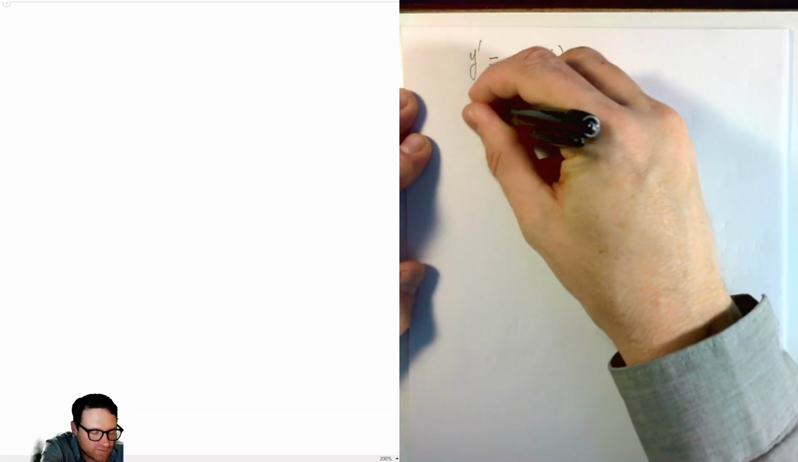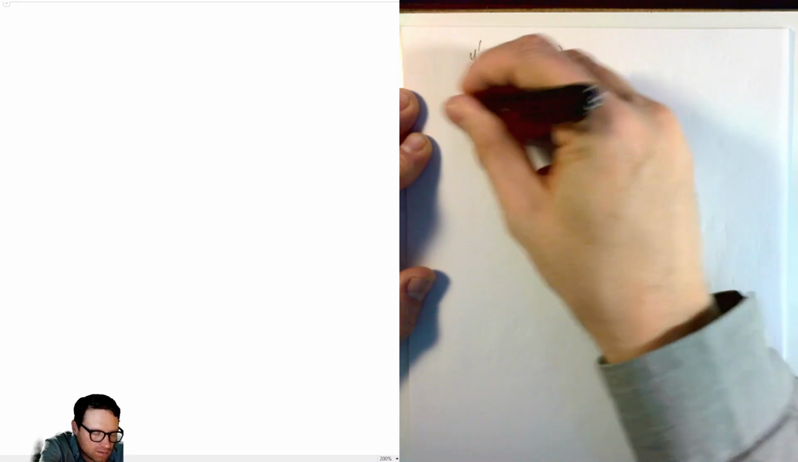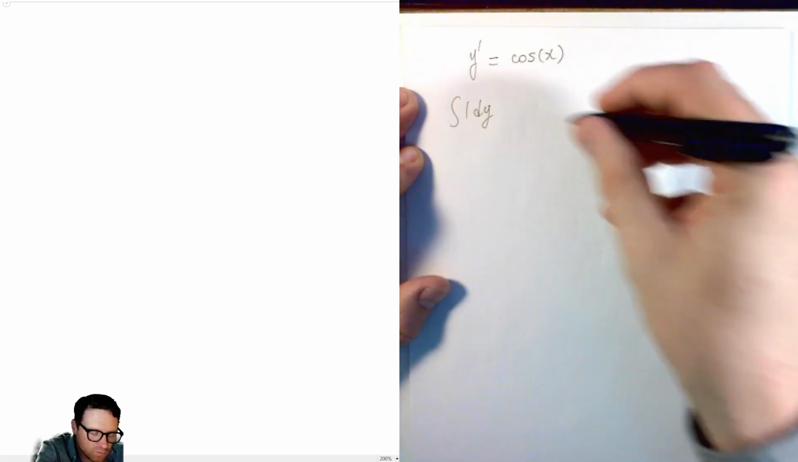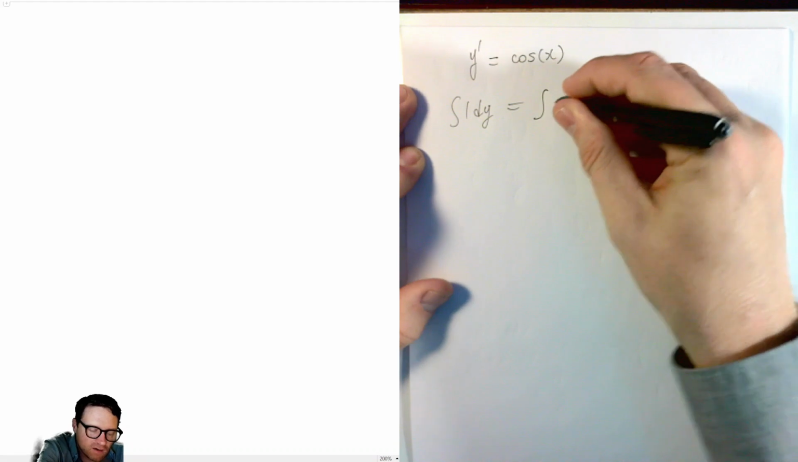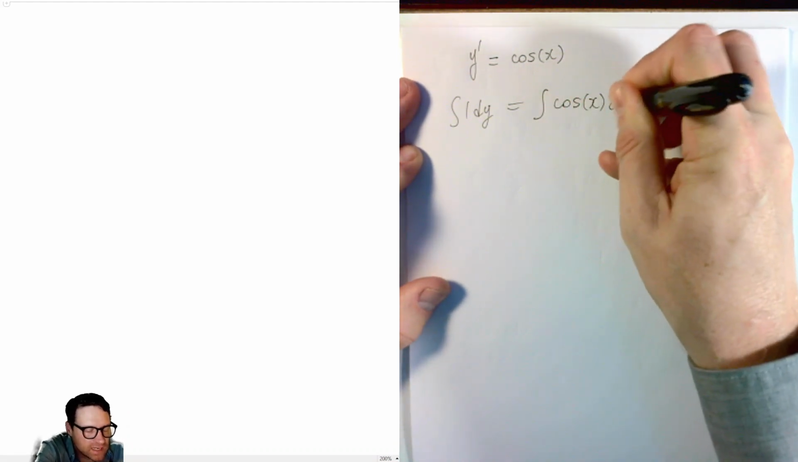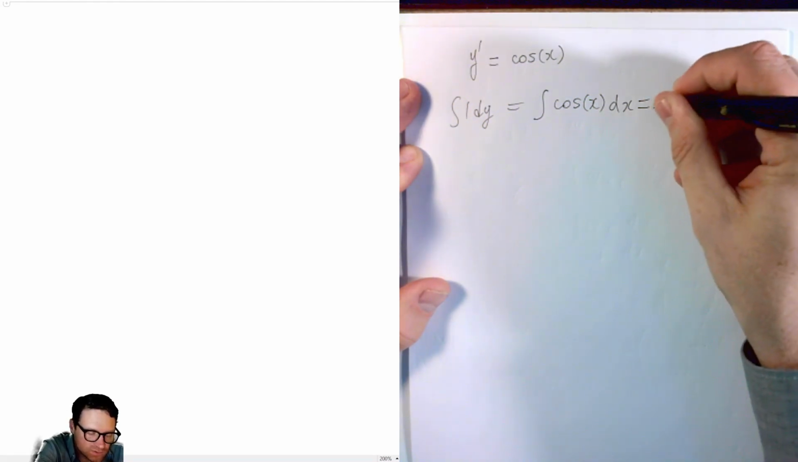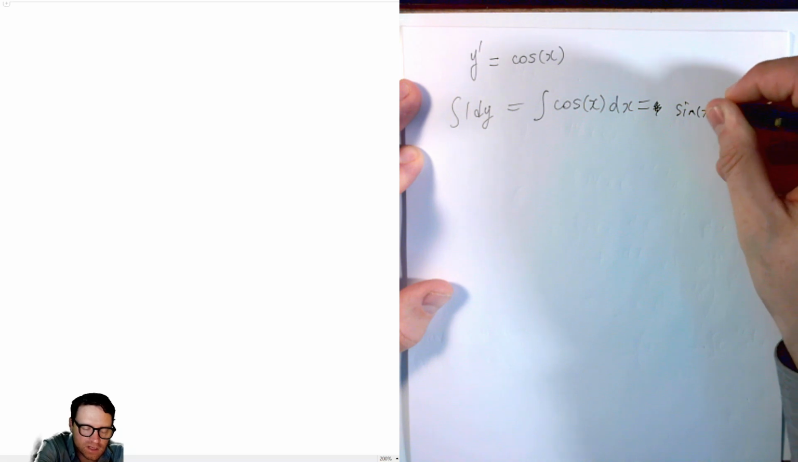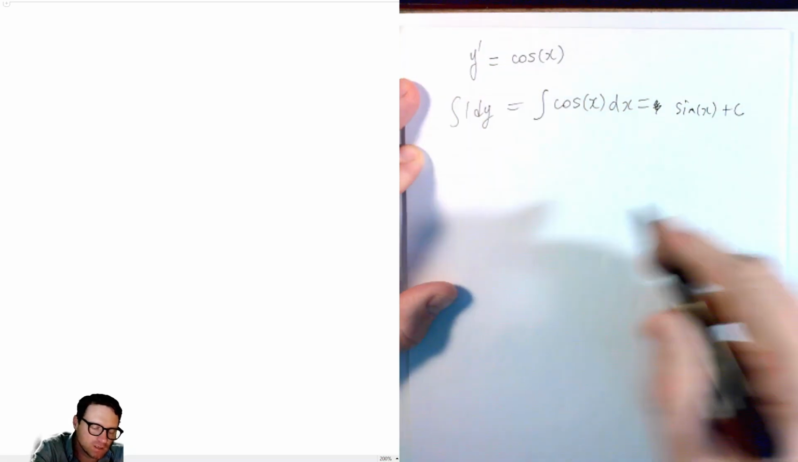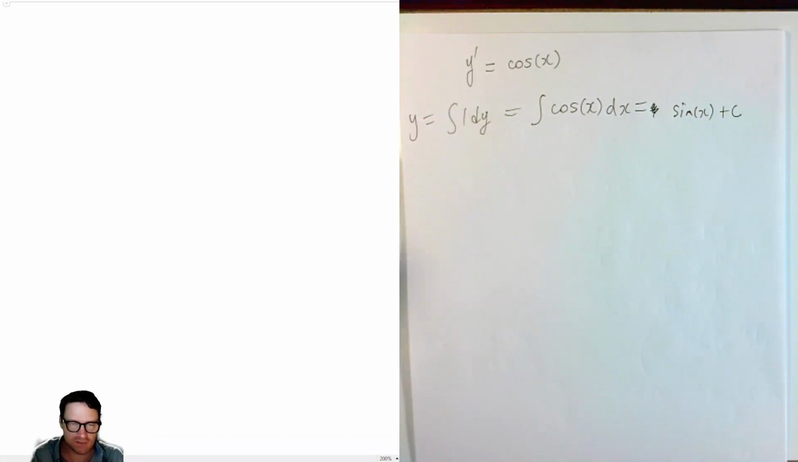So we know that we've got the integral of 1 dy is the integral of cos x dx. That integral is very easy. It's just sine, equals sine x plus c. Okay, now this side is y. And so we have our general solution straight away.